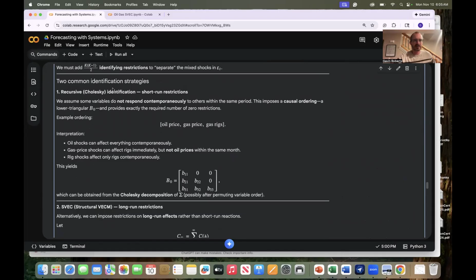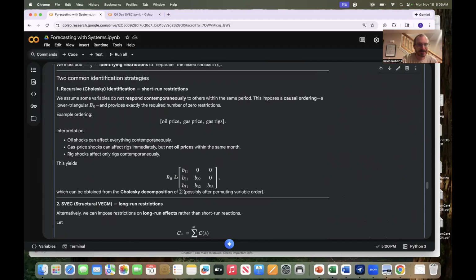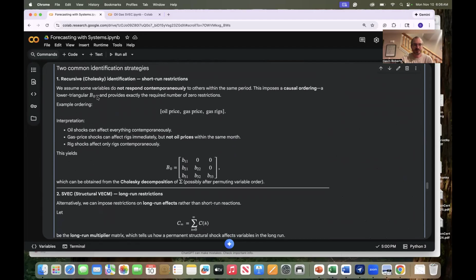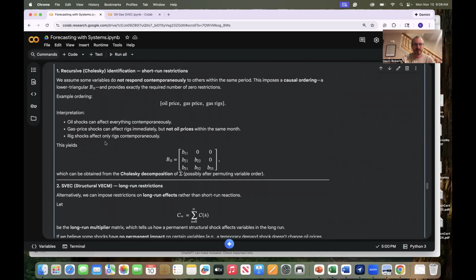So the recursive Cholesky identification, we assume some variables do not respond at the same time period. So that essentially turns it into a lower triangular matrix like this. So the interpretation of ours, if we do oil price, gas, rigs, then oil shocks can affect everything contemporaneously. If there's a big war in the Middle East and that causes oil prices to go up, that can change gas price and gas rigs in the current period.